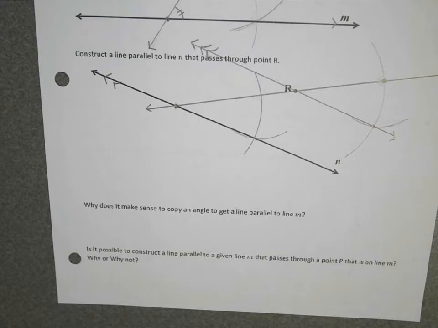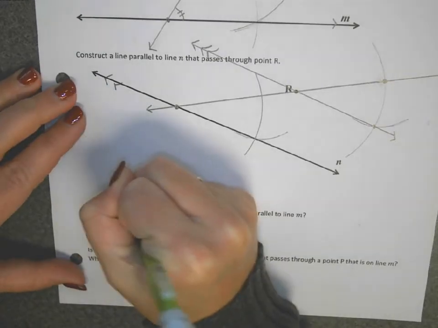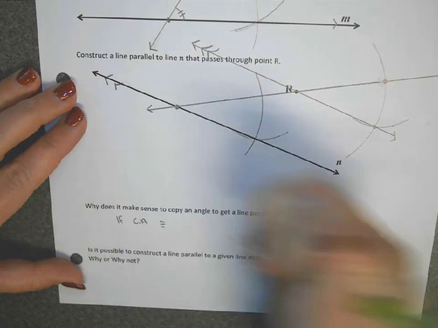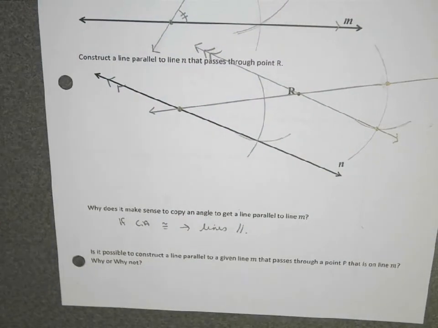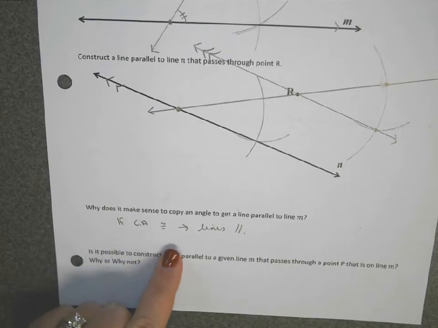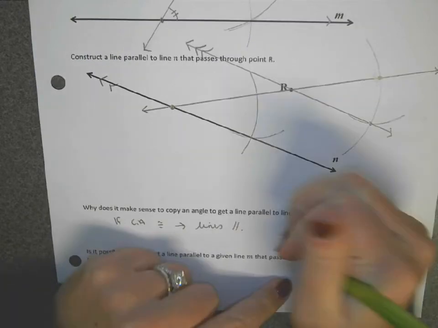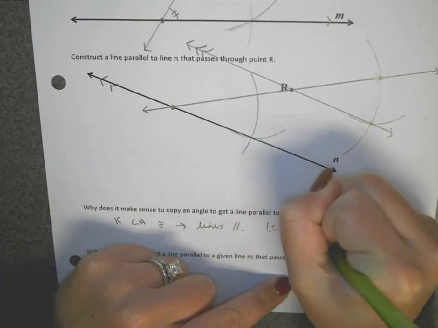If corresponding angles are congruent, then lines are parallel. What is that phrase? What do we call it? The corresponding angle converse. Good. The CA converse. The corresponding angles converse states that if you have corresponding angles that are congruent, then the lines are parallel. And because of that, we can construct those congruent angles, and it will create parallel lines.